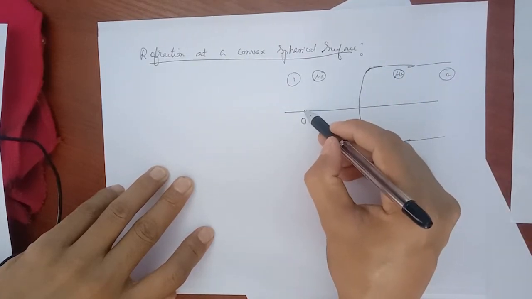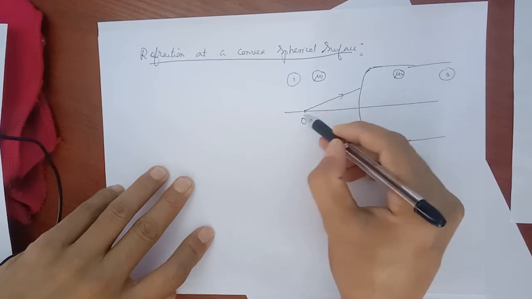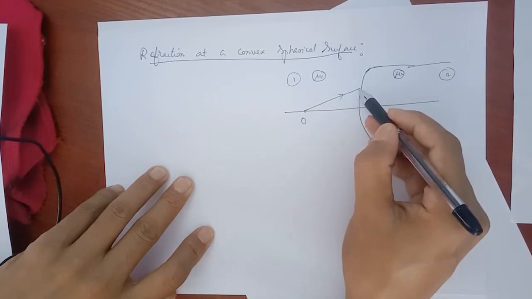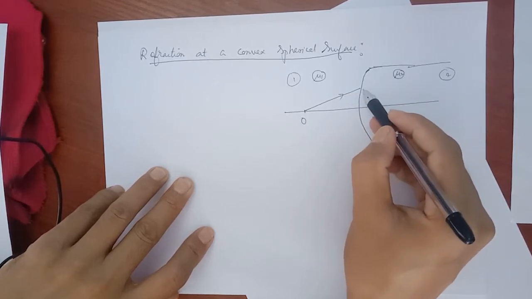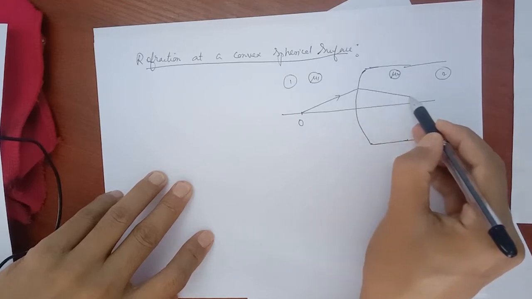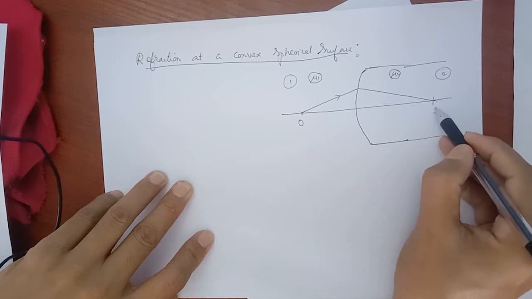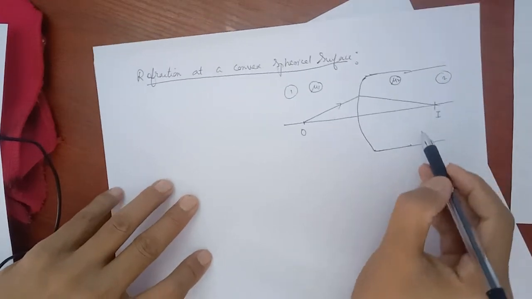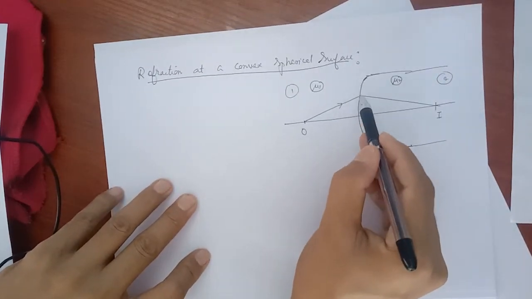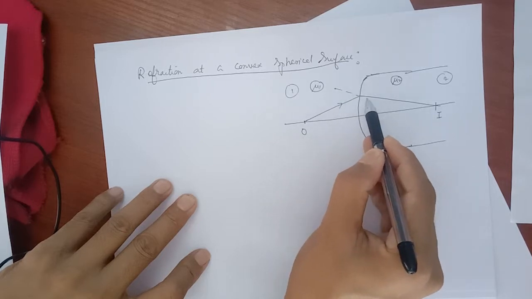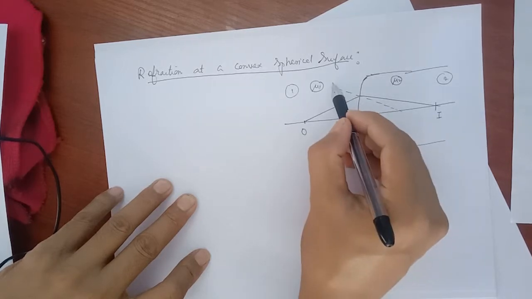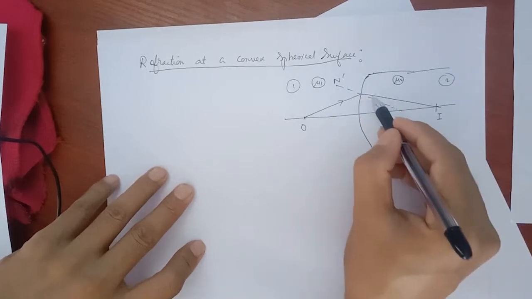Then this is the ray of light coming from the object. It is incident on the surface and will undergo refraction here. So O is the object and I will be the image. Then you need to draw another line which is perpendicular to the surface, that is called the normal.